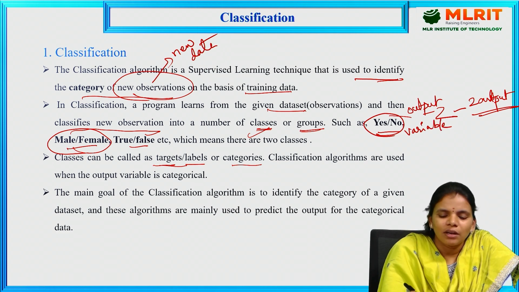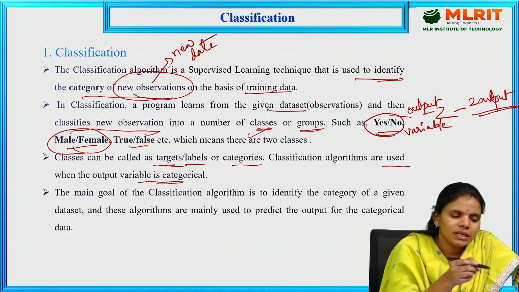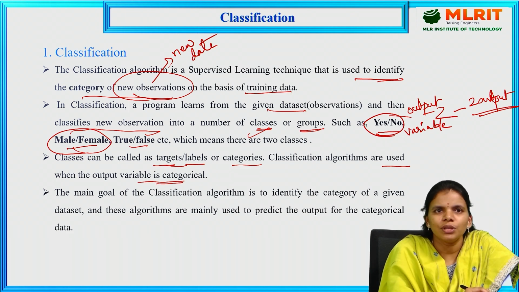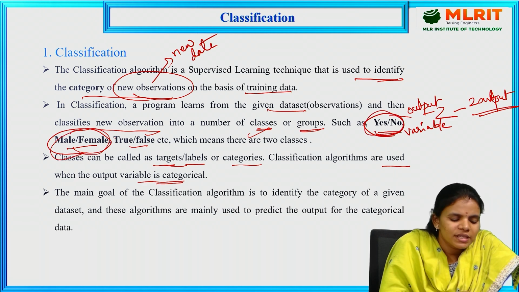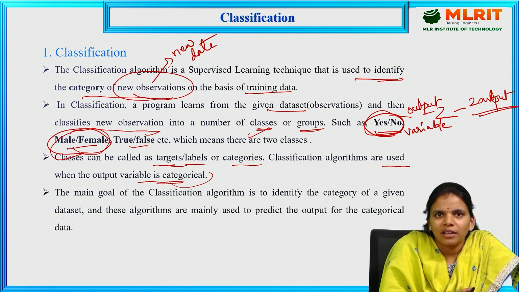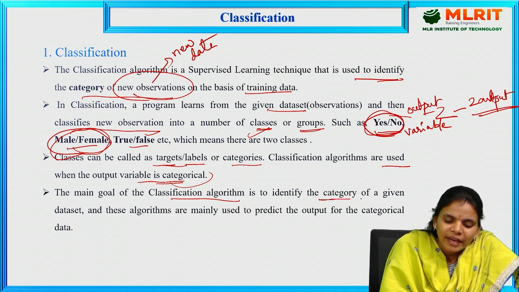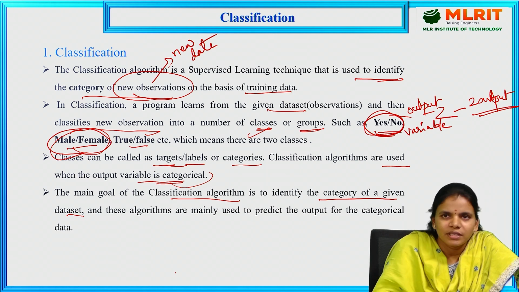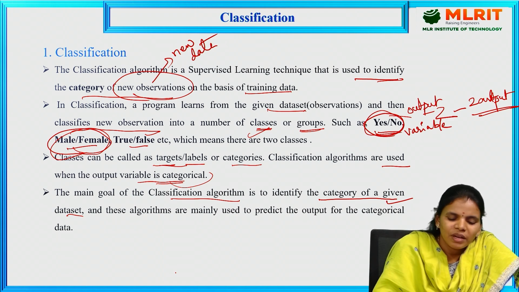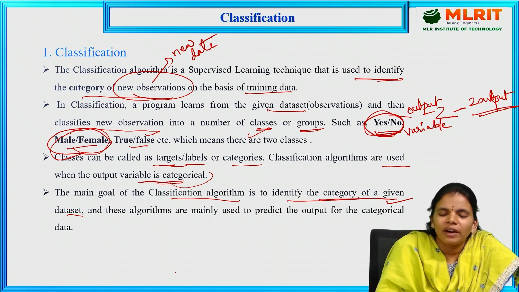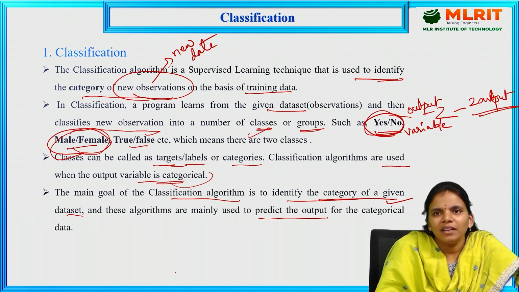Classification algorithms are used when the output variable is categorical. The output variable being categorical means it needs to be categorized. The main goal of this classification algorithm is to identify the category of a given data set. Whatever data set you are using to train your model, the main goal is to identify the category of the data, and these algorithms are mainly used to predict the output for categorical type of data.